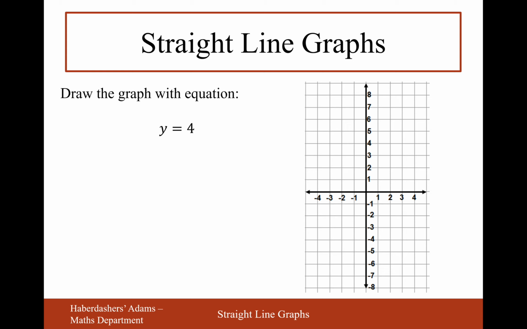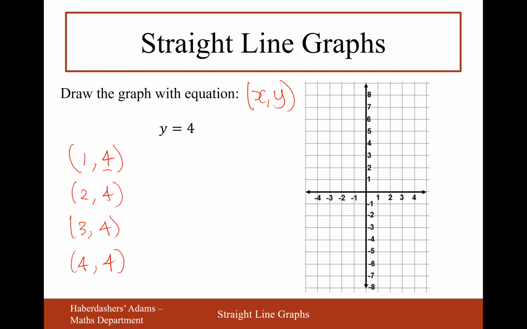Let's do something a bit different now. Maybe y equals 4. So remember that this time the y part of the coordinate is the second number in the coordinate. So as long as the second number in the coordinate's 4, I'm happy days. So it might be 1, 4. It might be 2, 4. It might be 3, 4. It might be 4, 4. In all of these coordinates, the second number in the coordinate is 4 because I want to draw the curve y equals 4. So let's draw these coordinates.